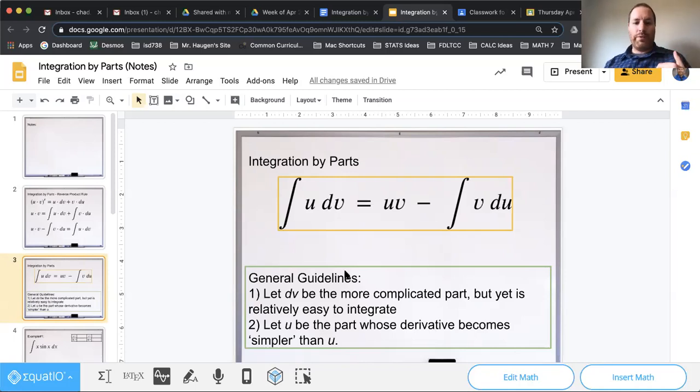So I've written down here some general guidelines for u substitution. A lot of times we try to pick the stuff underneath the square root, or the stuff in the denominator. But as you know, that doesn't always work out perfectly. So these are guidelines. They should work out most of the time, sometimes not. It's some trial and error at times.